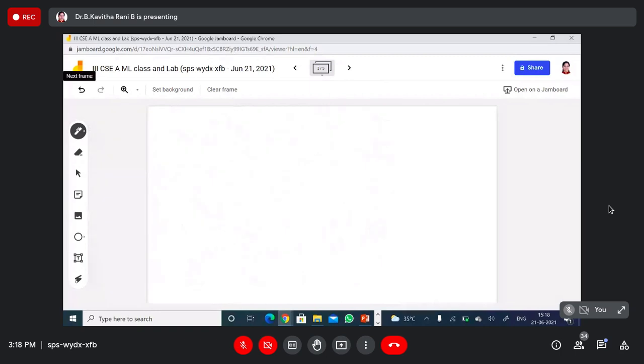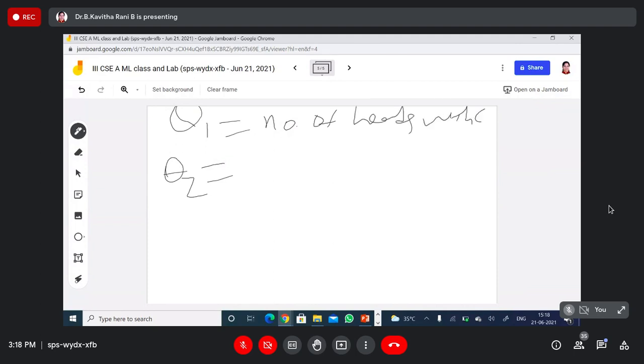Now I have to calculate theta 1 and theta 2. So that is equal to number of heads with C1 by total number of flips.